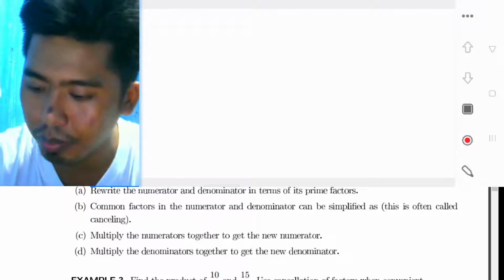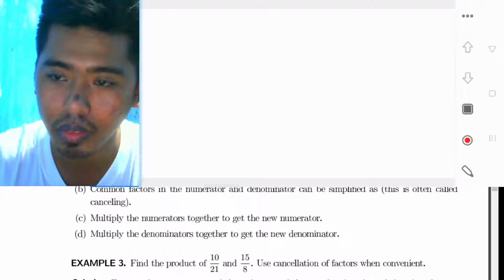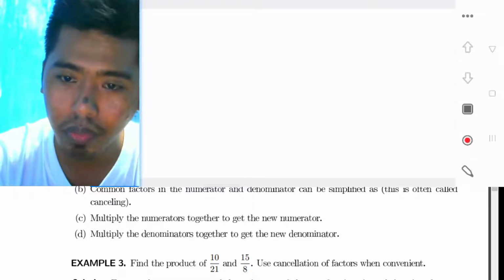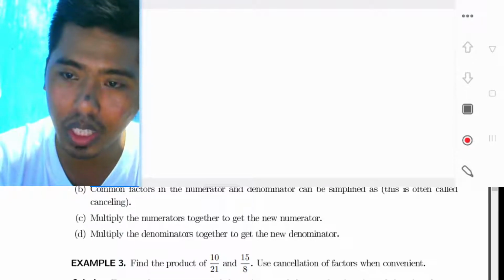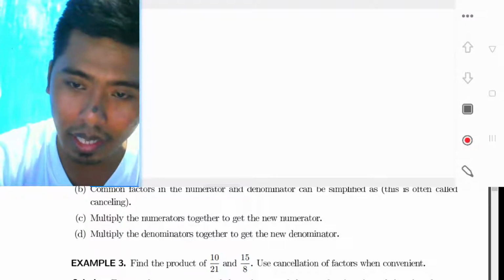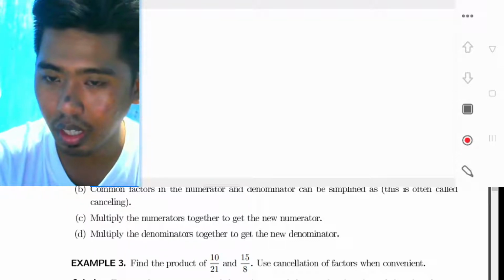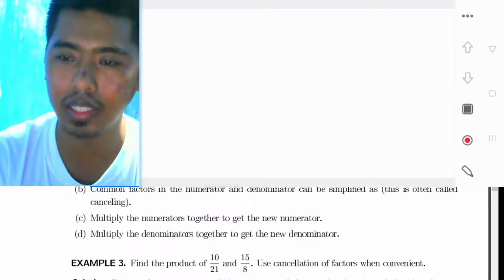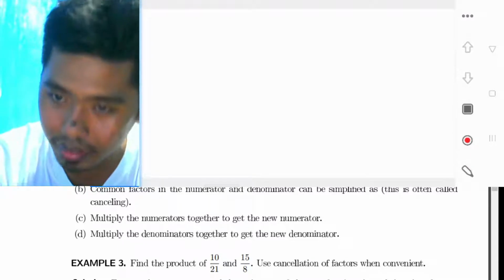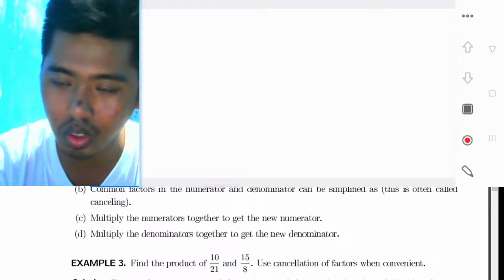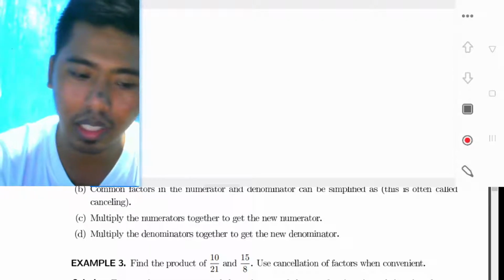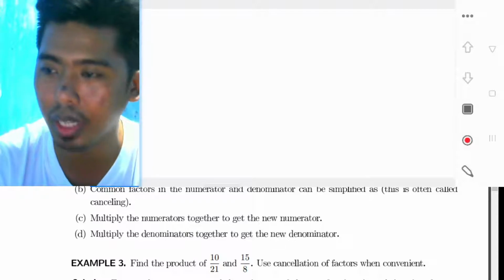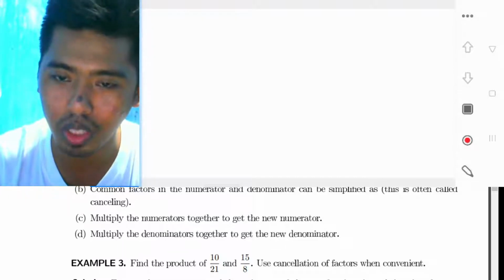So let's have some example here. Example number 3. Find the product of 10 over 21 and 15 over 8. Now use cancellation of factors when convenient. Again, it is not really necessary to use the cancellation factors, but for this one, since the condition will ask us to do the cancellation of factors, then we will try to do that. Para sa natay laing idea, and we can visualize kung naa bay laing pwede nga pamaagi or technique to solve this kind of problem.